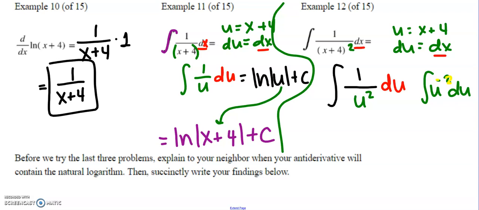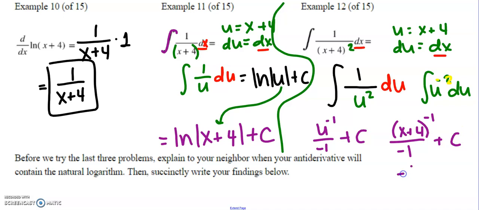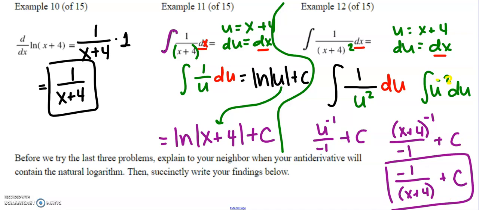So taking the antiderivative of u to the negative second becomes u to the negative first over negative 1 plus c. Go through and replace your u. You'll get x plus 4 to the negative first over negative 1 plus c. And then if you wanted to clean that up, we have the negative 1 in the numerator, and x plus 4 moves to the denominator. And you can always check your answer, of course, by taking the derivative. When you take the derivative of natural log, we end up with 1 over. For this one, when you take the derivative, you would swing the power down and lower that to negative 2, which is what we have right there.